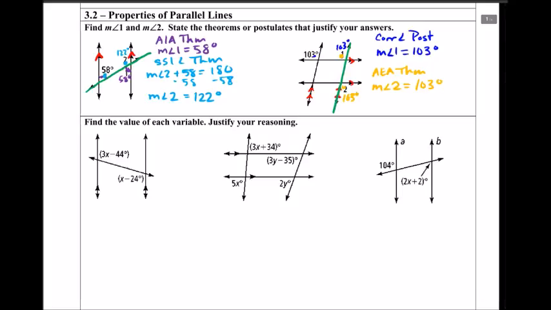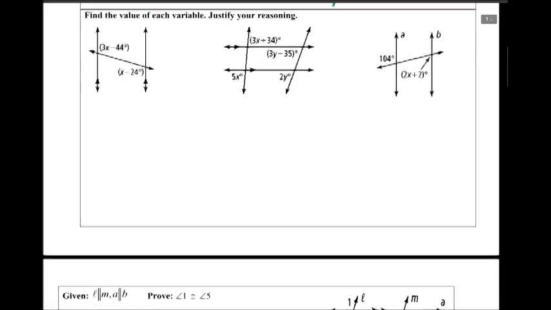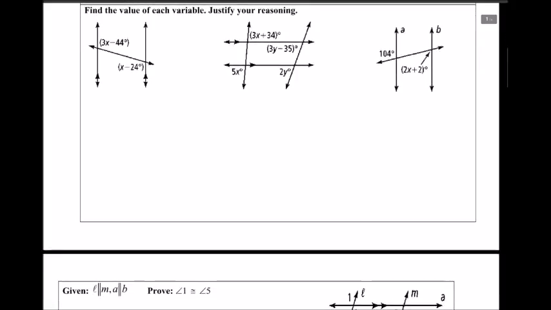Find your transversal. Once you have parallel lines, you know our special angle pairs have special properties. Find your transversal and use it to your advantage. All right, the next set says find the value of each variable, justify your reasoning. All right, well, I see parallel lines and I have a transversal. Good stuff. So now, what types of angles do we have?